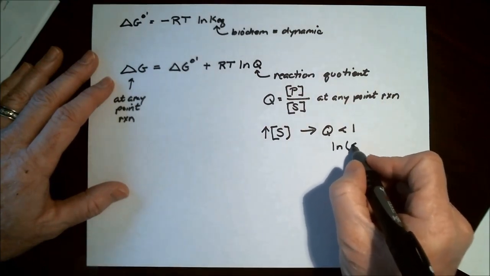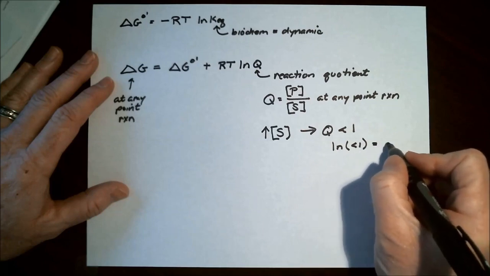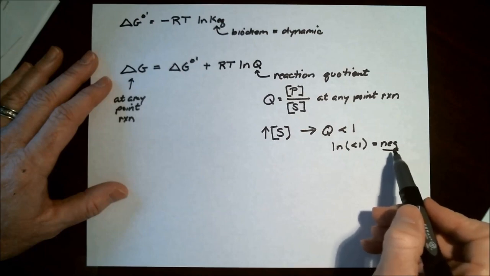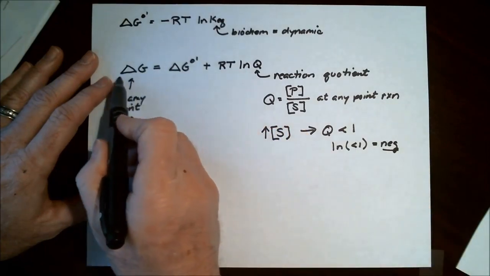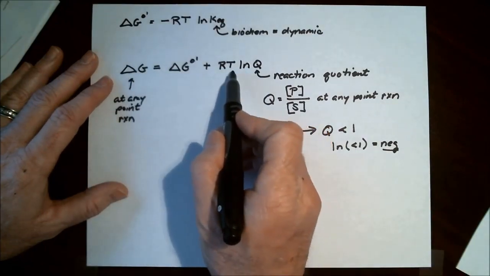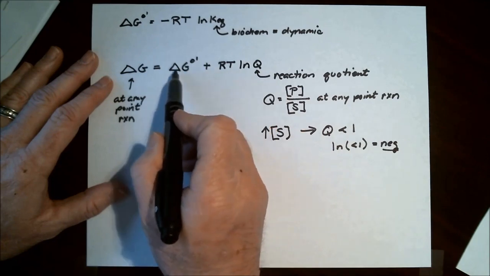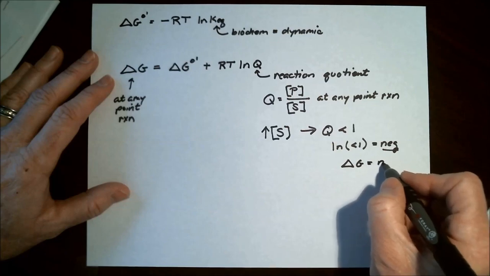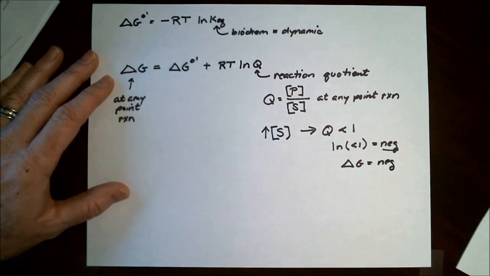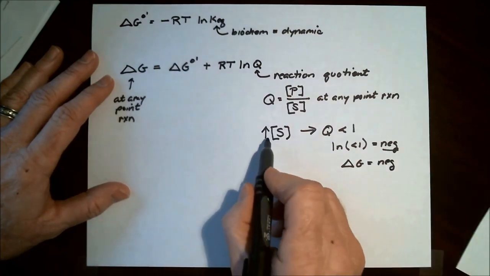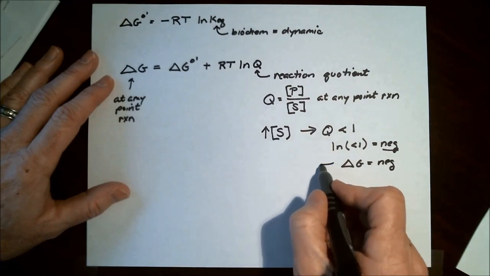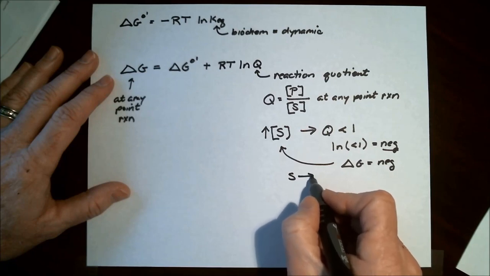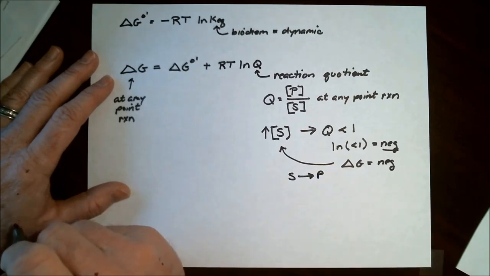The log of less than 1 will equal a negative number. When we take this negative number and put it into our free energy calculation term here, we see that the delta G equals a negative number, which means that under high concentrations of substrate, the reaction will be moving toward product.